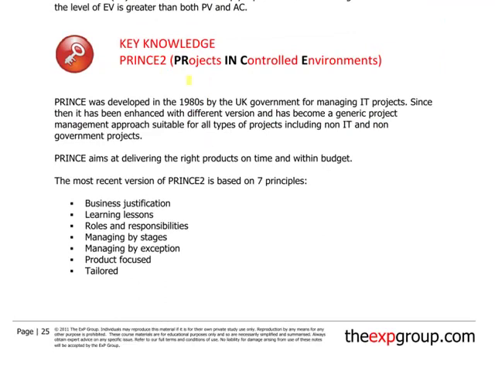Key knowledge, Prince 2, projects in controlled environments. Now, this is a well-known model, almost a sort of competitor to PMBOK, you could argue. And this is developed by the UK government for managing IT projects. And as we say here, Prince aims at delivering the right products on time and within budget. And there's 7 principles of Prince 2. What's the business justification? What are the learning lessons? Roles and responsibilities, managing by stages, managing by exception, product focused and tailored.